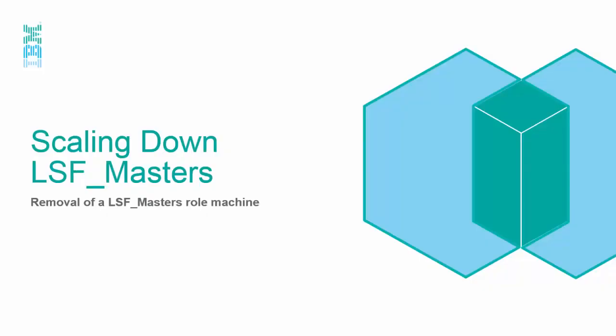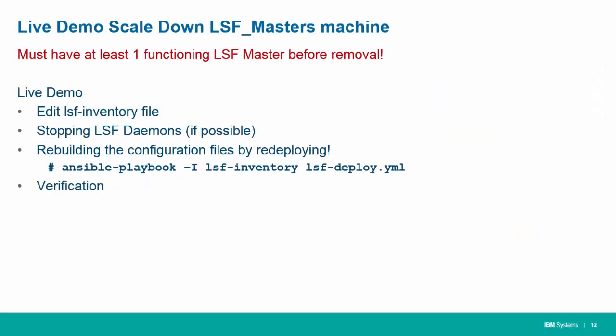Now we're going to look at how to remove an LSF master host. Again, you have to have at least one functioning LSF master at all times, so make sure you're not removing the last one. What we'll do here is edit the inventory file on the deployer node, and if possible, we'll stop the LSF daemons. If the machine had died, it'll have failed over to one of the other LSF master hosts. But if it is running, we'll be able to get in there and disable the daemons.